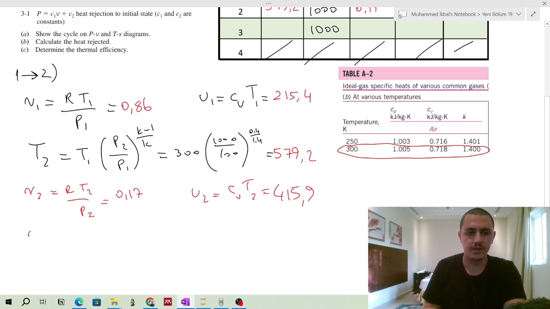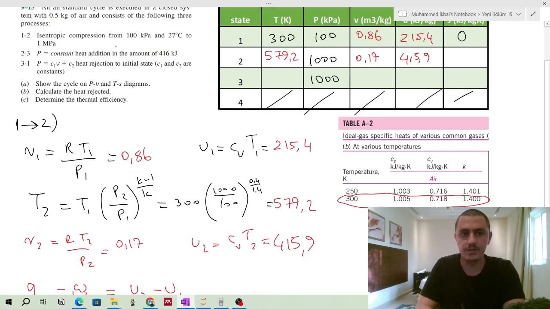You can calculate the work, or the last thing to do here is just use the first law. So from 1 to 2, the heat addition minus the work done is equal to the internal energy change. But these are specific values. We can multiply them by mass, but for now we don't need to. In case of need, we can use it.